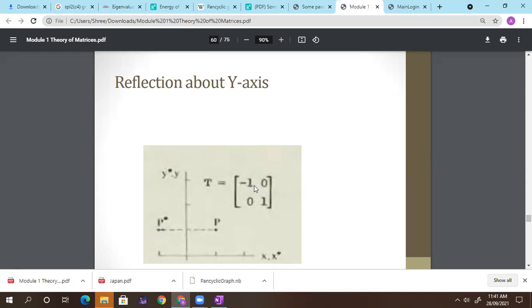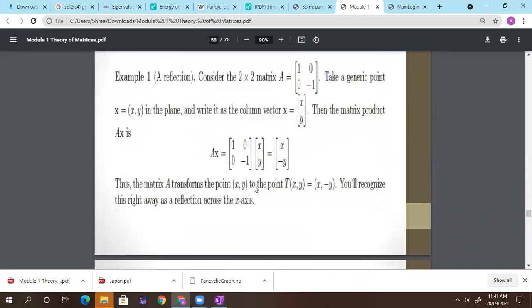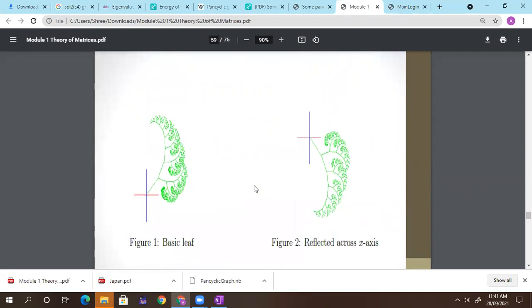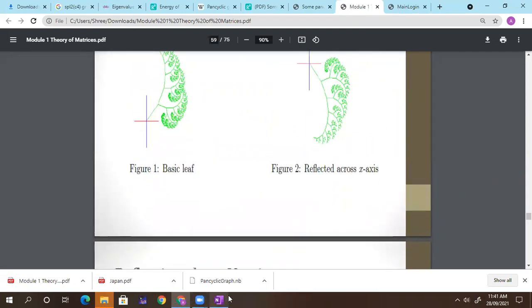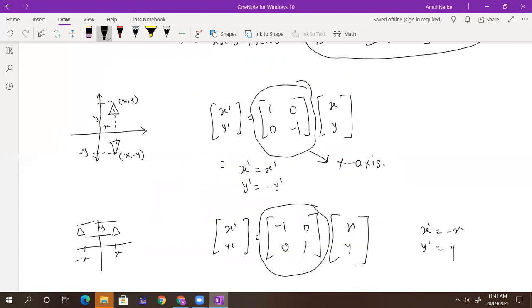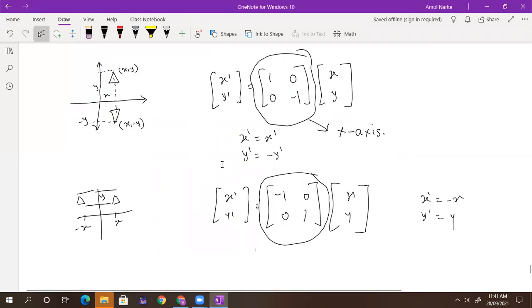Sir, can you show the written one, the reflection of y-axis? This one you are talking about? No, the one you have written on the sheet there. Yes, I just want to write it down. Yes, please, sure.